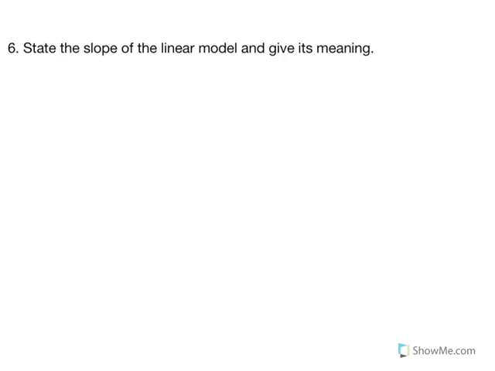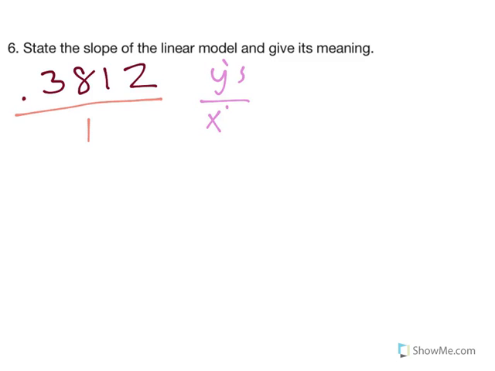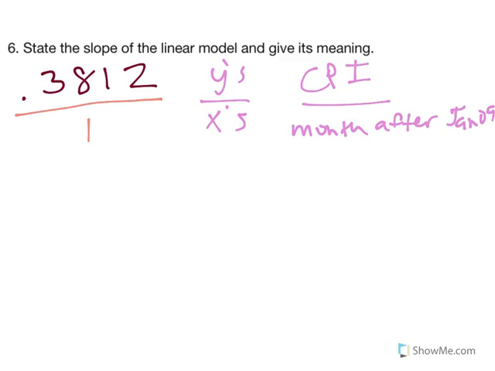So in number 6, the slope of our model is 0.3812. And remember we talk about, slope is easiest to interpret if you put it over 1. So remember on top we have our y values and on the bottom we have our x's. Well, the y's, if you recall, are CPI and the x's are months after January of 09. So when you look at it that way, you can think, well, they're both positive, so they're both increasing.